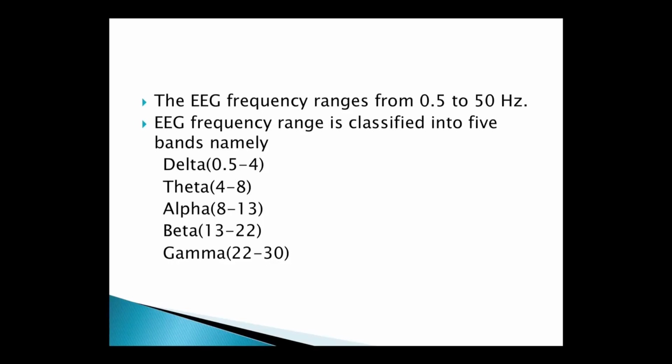Coming to the frequencies, we have frequencies of 0.5 to 50 hertz. This can be measured by this device. The electroencephalography frequency range is classified into 5 bands, namely delta, theta, alpha, beta and gamma. Mostly used by this device are beta and alpha.